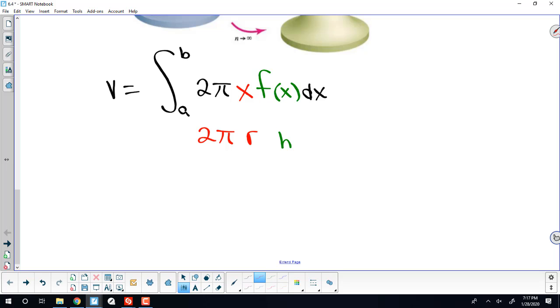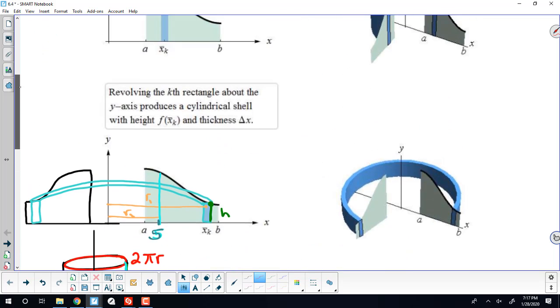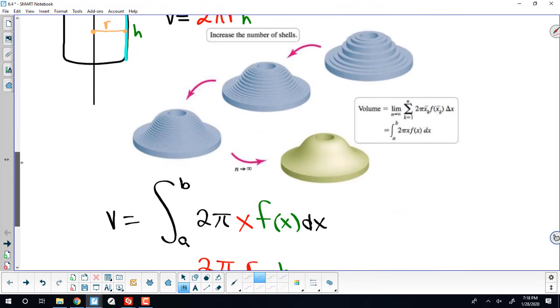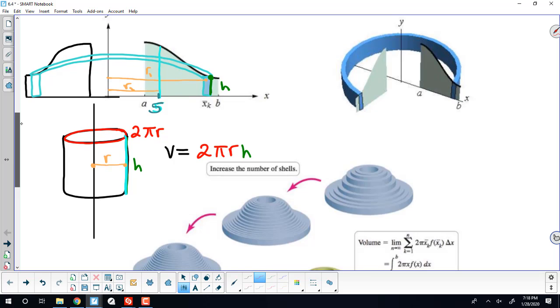So there's parallel slices and perpendicular slices. I always just remember that the shells are parallel, just because it kind of rhymes. In the previous washer method, one of the radii was f of x, and then in this one it's the height, right?